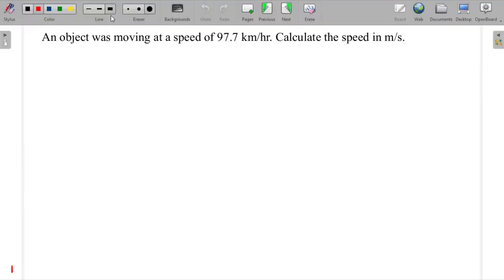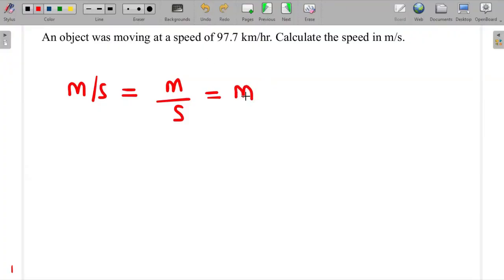All right, so our question here says an object was moving at a speed of 97.7 kilometers per hour. Calculate the speed in meters per second. If they write meters per second here, this is just the same as meters divided by second. Meters per second is the same as meters divided by second. And another way in which they can write this, they will write it as M, and then they'll say S.